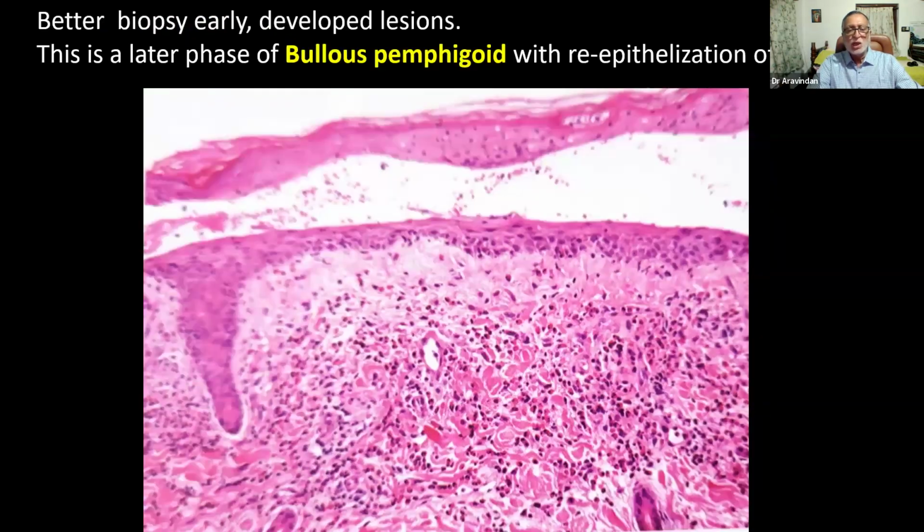Now look at this. This is a bullous pemphigoid. Bullous pemphigoid, all of us know that this is a subepidermal lesion. But here what has happened? The bulla is above the epidermis. What has happened is an older lesion has been biopsied. So reepithelialization has occurred here and the bulla is above that.